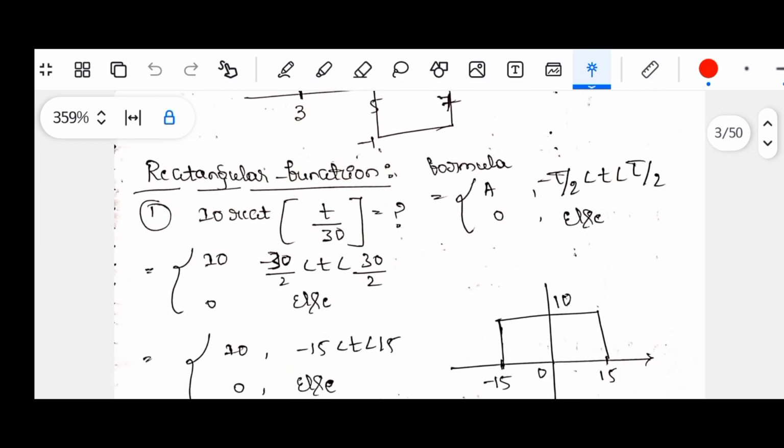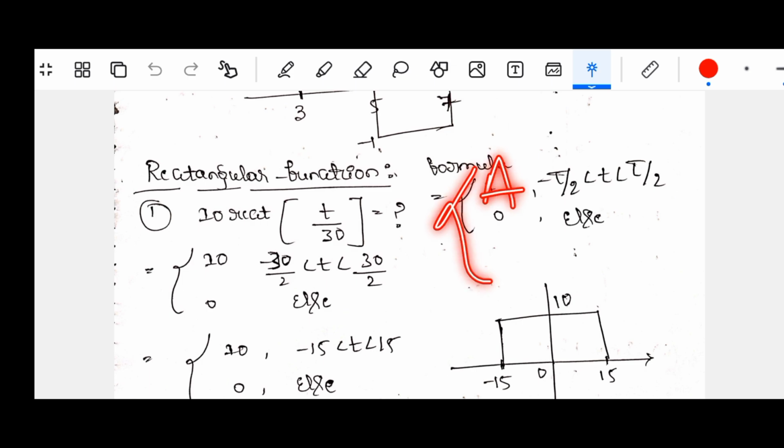Next, we will study the rectangular functions. So what is the formula of the rectangular function? A when minus tau by 2 is less than t less than tau by 2.